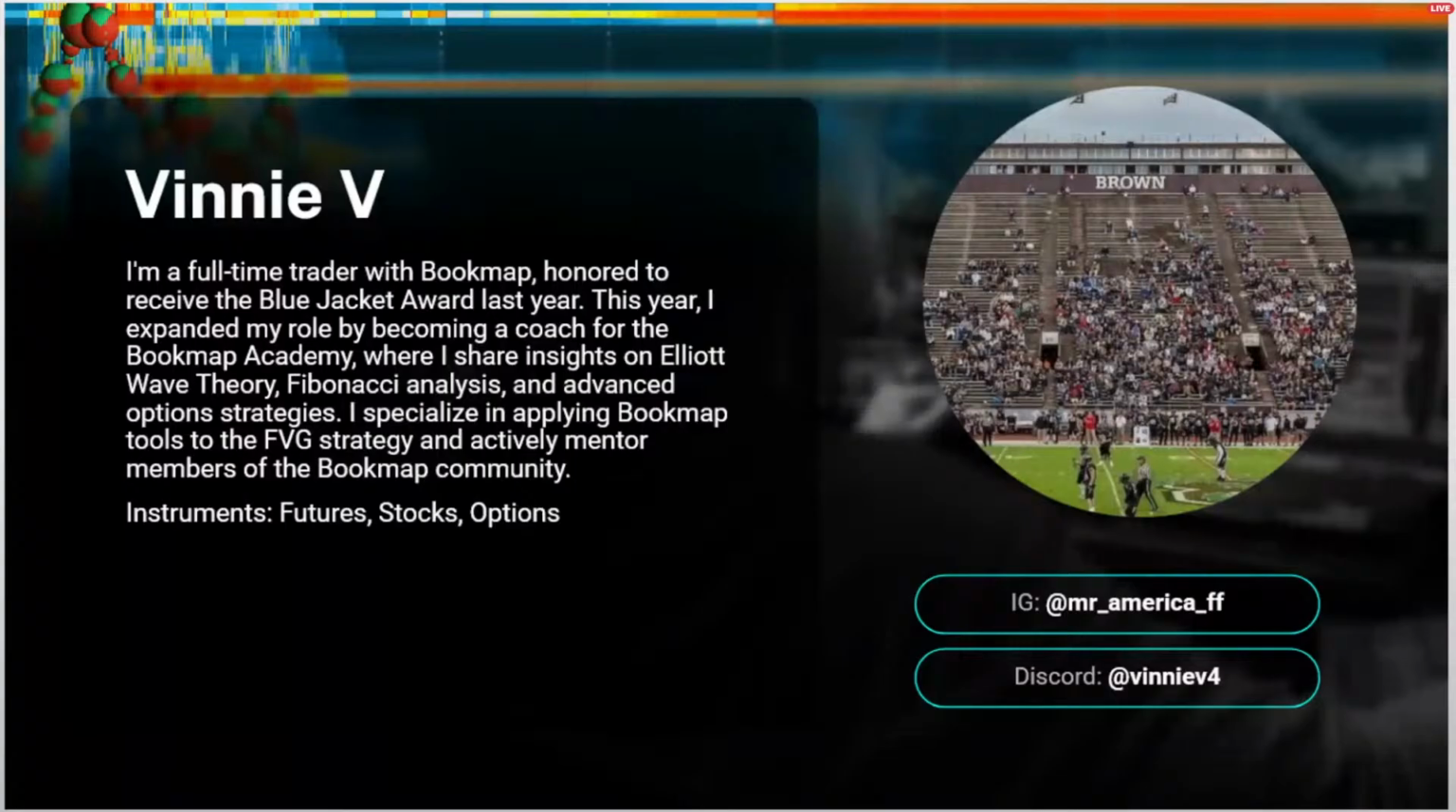He also shares his insights on Elliott Wave, Fibonacci, and advanced options. He specializes in applying Bookmap tools to his fair value gap strategy, and actively mentors members of the Bookmap community. He looks at futures, stocks, and options.